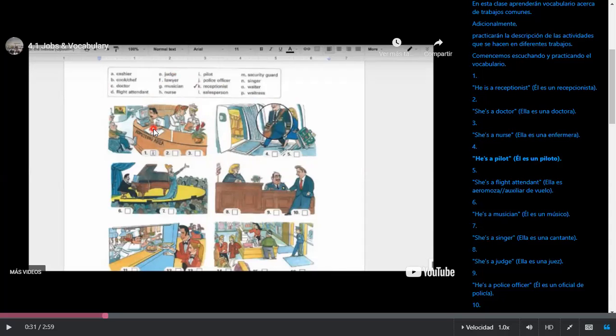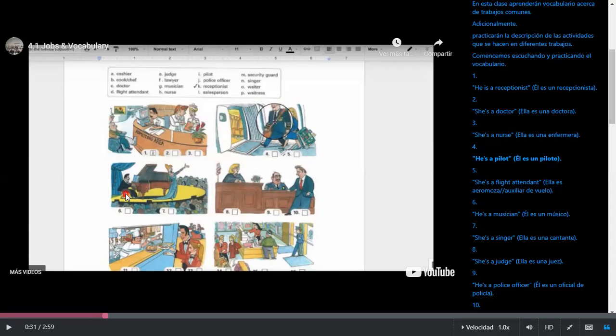Receptionist. Ah, okay. So he is a receptionist. Okay. So how about her? ¿Y ella? She's a doctor. Okay. She is a doctor. And she? She is a nurse. And then we have here. He is a pilot. Okay, so how about her? Yeah. He is flight attendant. Okay, she is a flight attendant. And he?